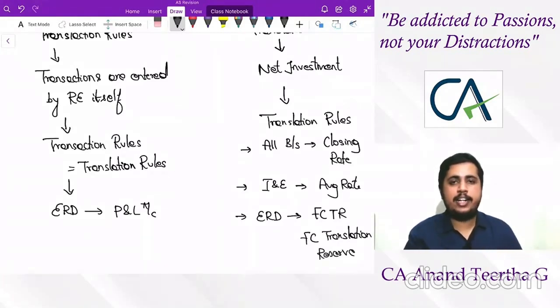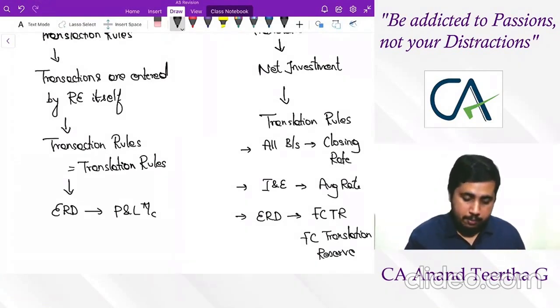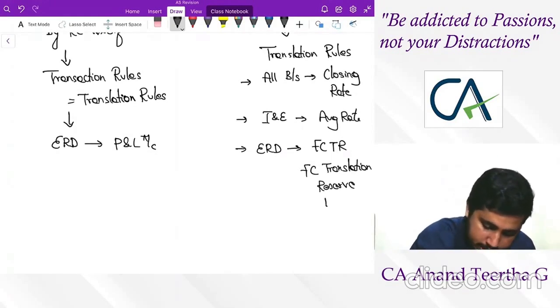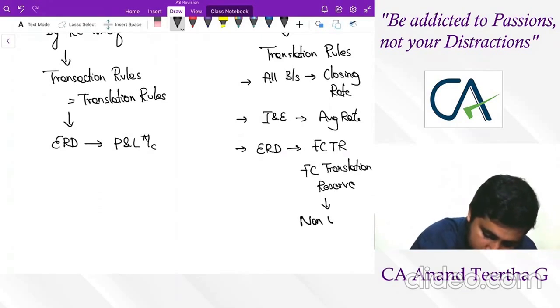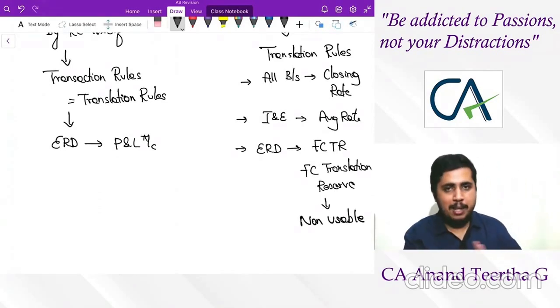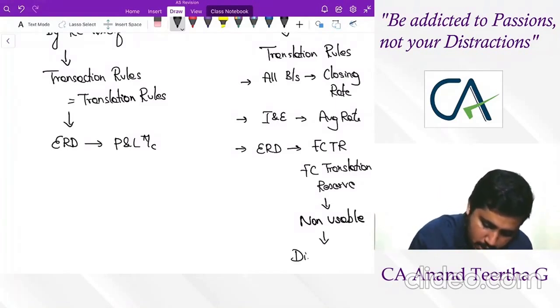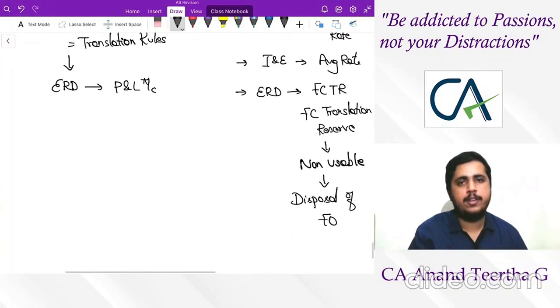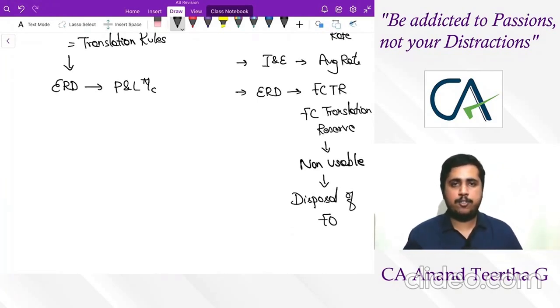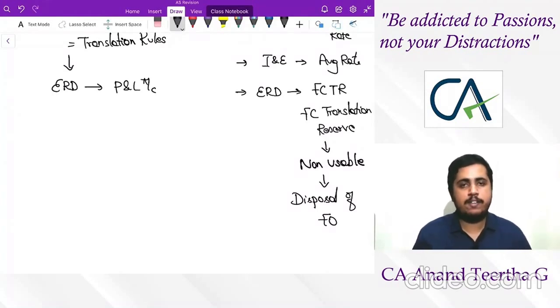So any exchange rate differences arising in these situations will be directly shifted to FCTR, a reserve. Now the major point about FCTR is that it is not usable. You are not supposed to use this reserve for any purpose till disposal of the investment or disposal of the foreign operation. Till you sell it off, you are not supposed to consider FCTR for any purpose. Only when you dispose of it, that FCTR is allowed to be used. So that is the rule given under non-integral.